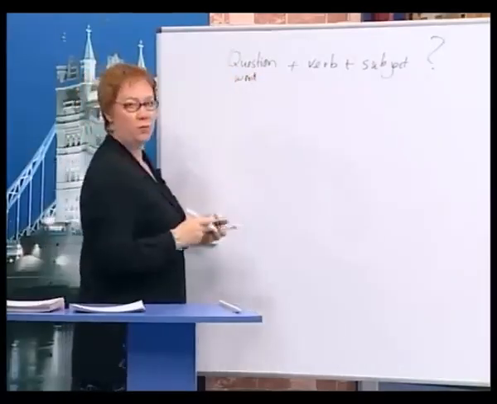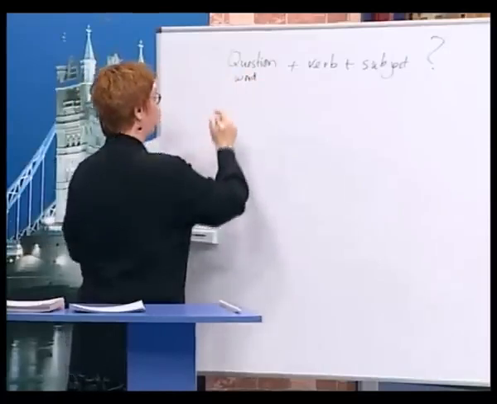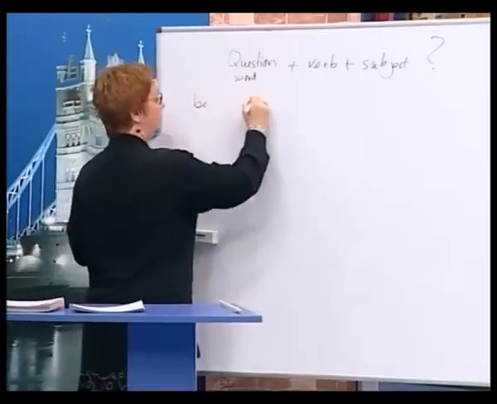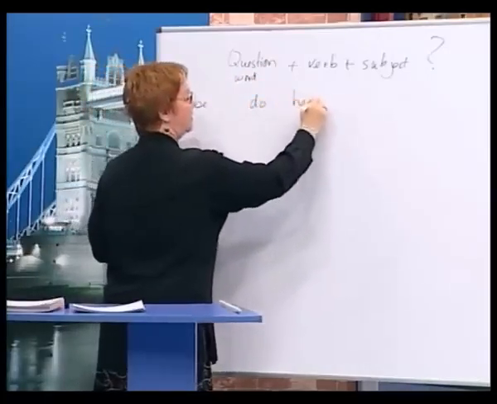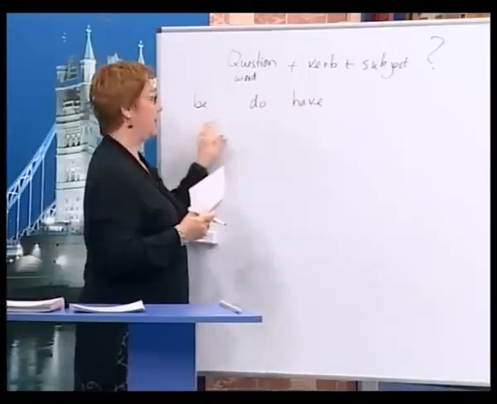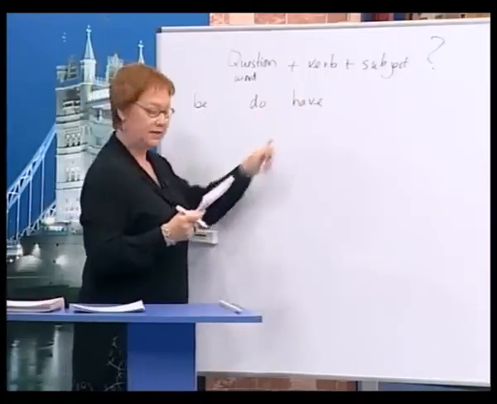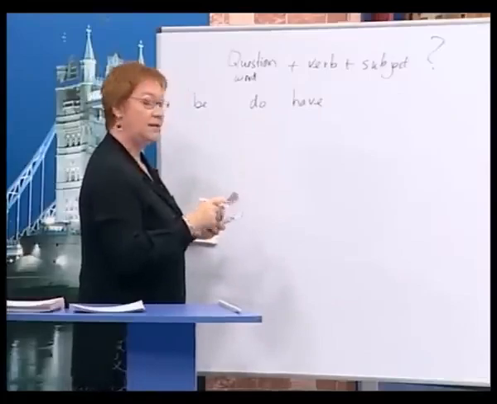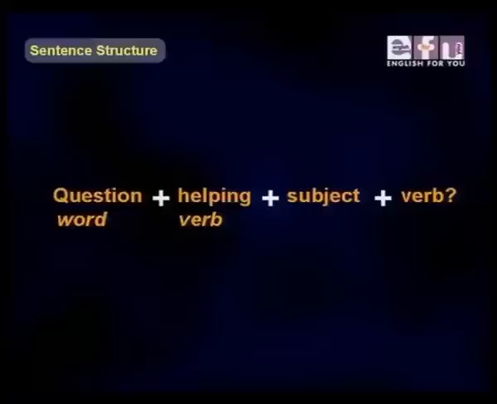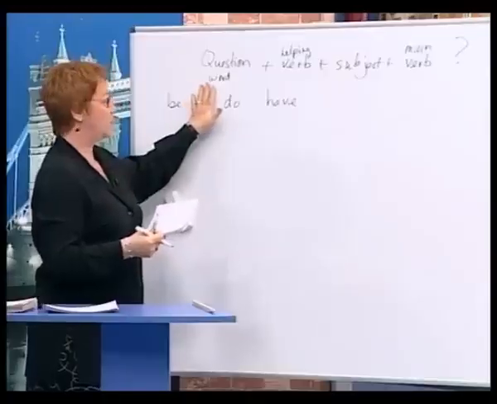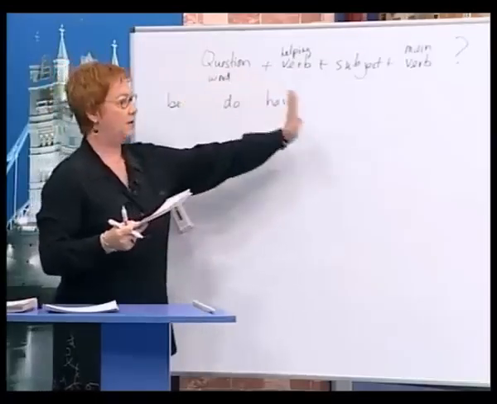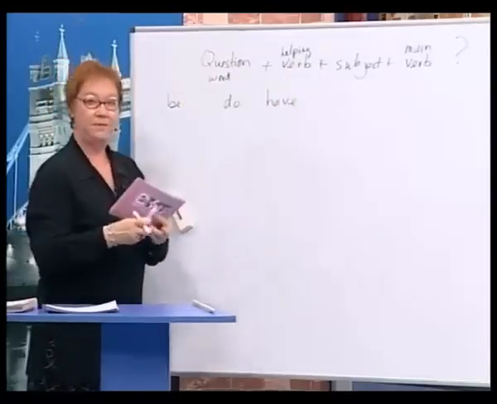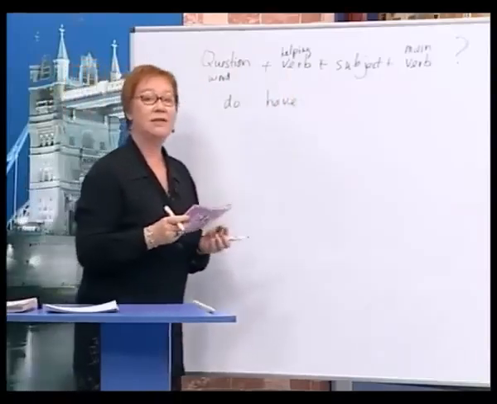The helping verbs are usually be, do, or have. Okay? These are very important. We use these a lot in English. Now, again, we could say question word, helping verb, plus subject, plus main verb, let's say. Question word, verb, subject, and verb. Okay? Now, let's look at some examples.